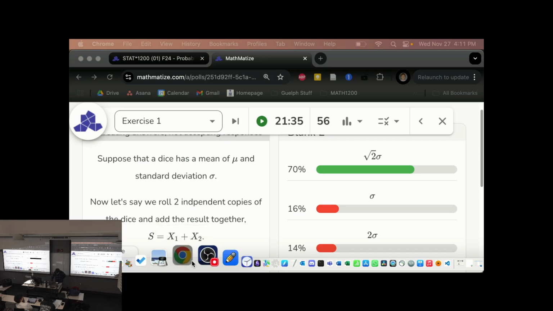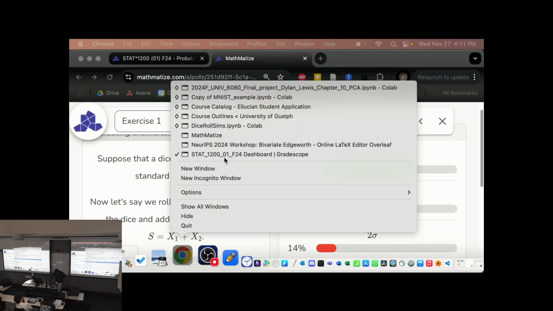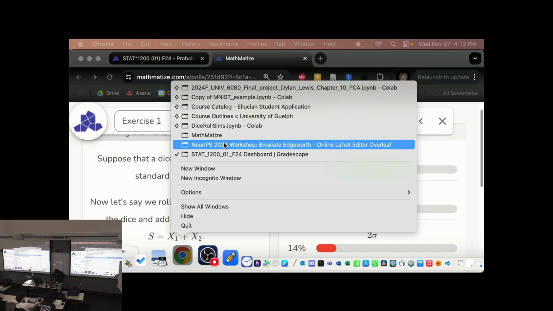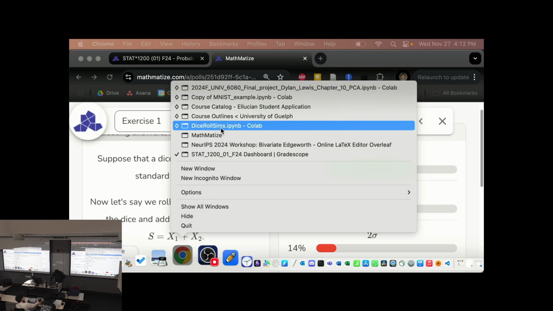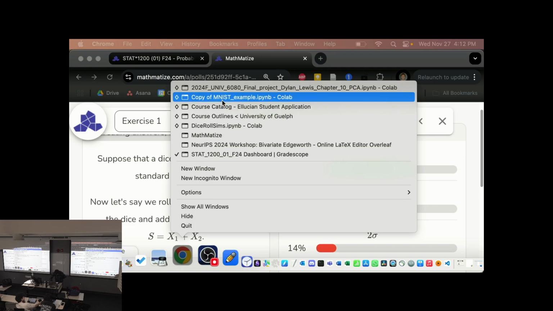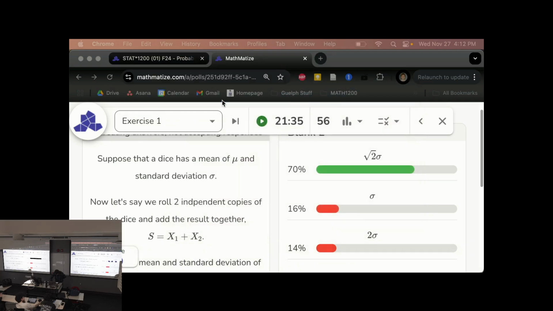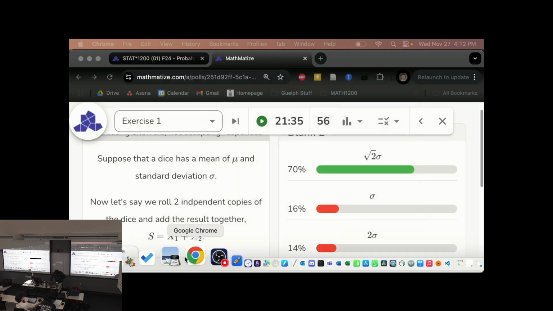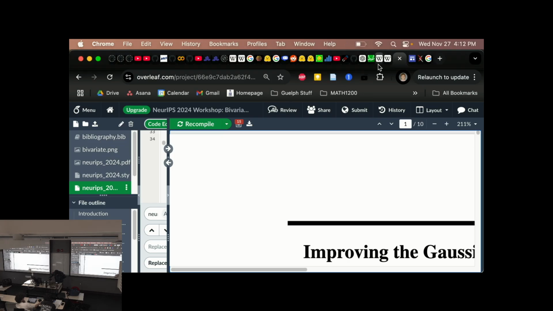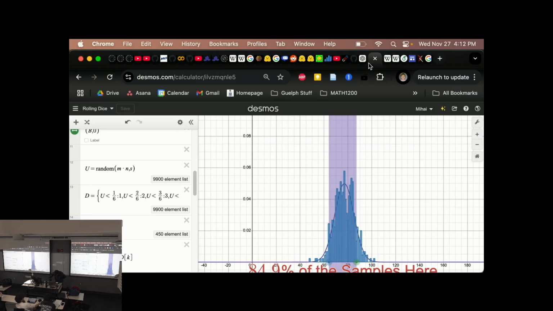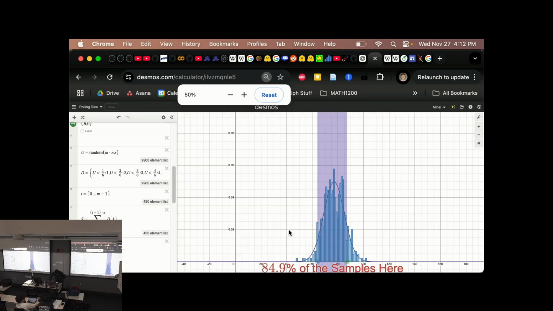Let's see if I can find it. It's going to be in one of these. Where will it be? Maybe in this? Nope. Maybe in this one? Yeah, okay, here we go. I found it. Hidden amongst the many, many tabs.